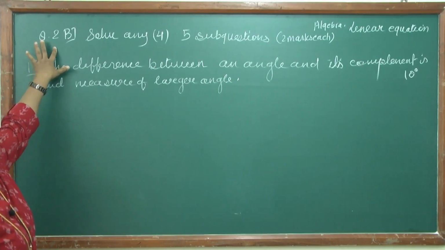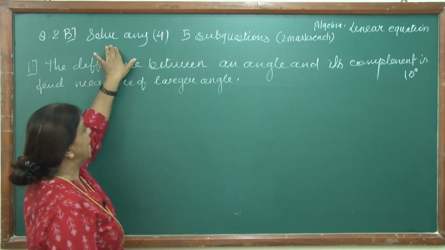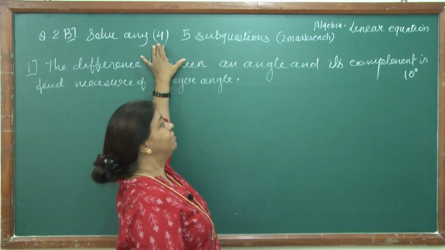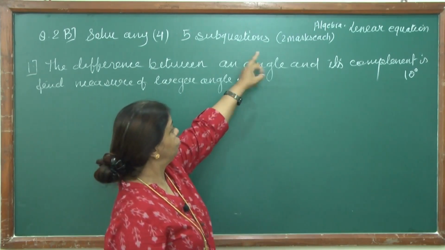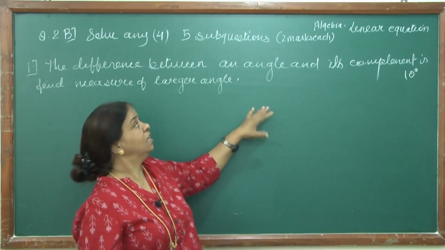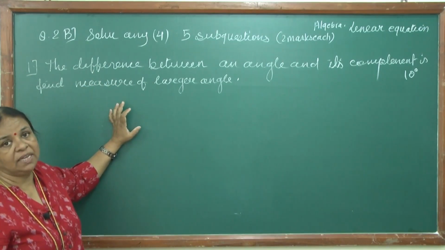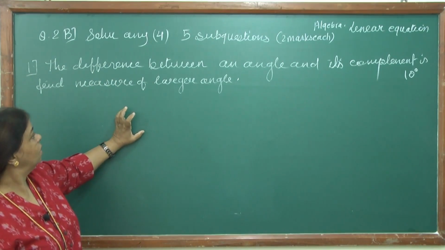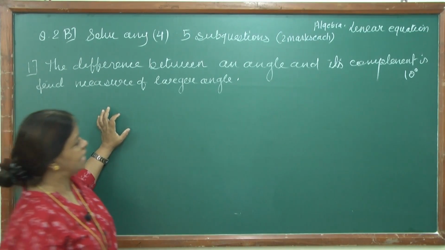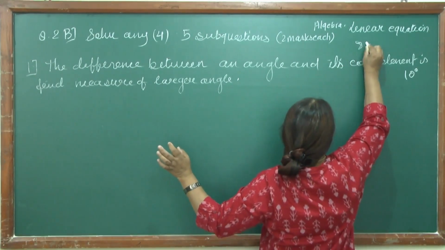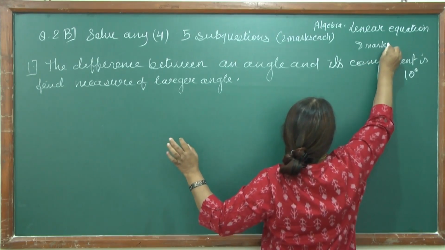Question number 2b, children. We have to solve any 4 questions. There will be 5 sub questions given. Each question will be of 2 marks. Any 4 you will have to solve. That would be total 2 4s are 8 marks. 2 marks each means total 8 marks. It is of 8 marks, question 2b.